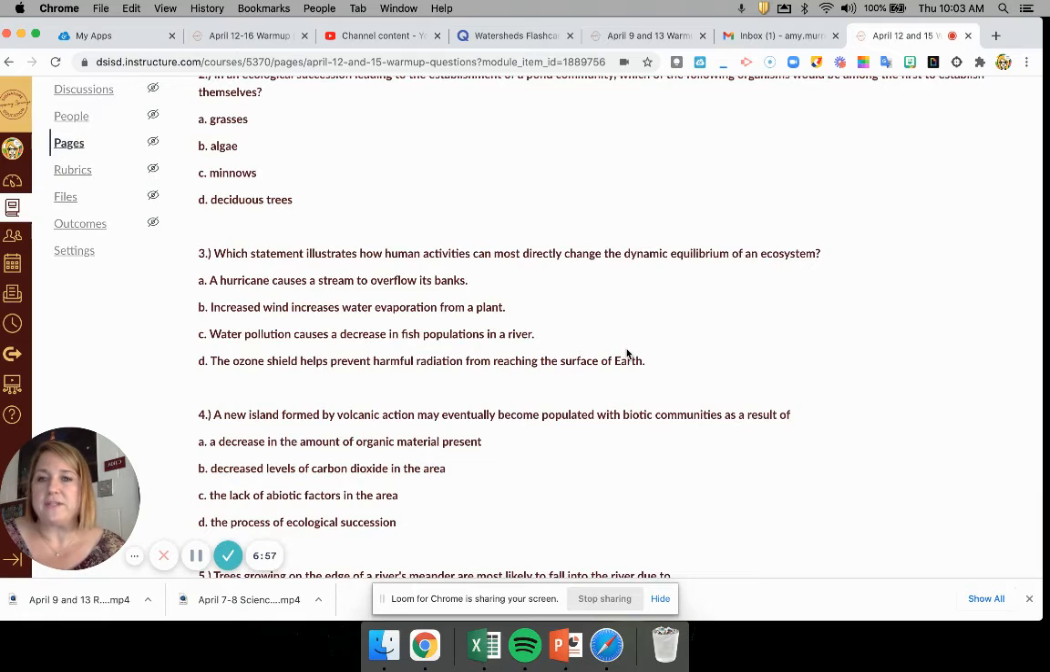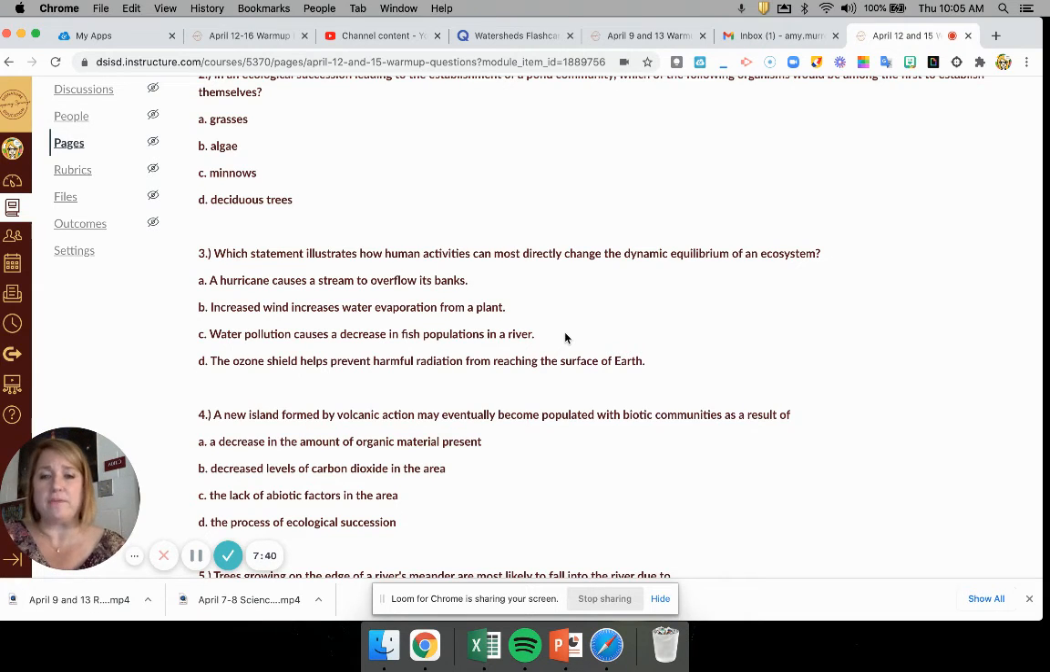Number 3, which statement illustrates how human activities can most directly change the dynamic equilibrium of an ecosystem? So what dynamic equilibrium means is balance in an ecosystem, but recognizing that what means balance sometimes changes, but the ecosystem is able to adapt. So which of these activities can most directly do that? Well, the only one of these things that is a human activity is C. Water pollution causes a decrease in fish populations in a river.